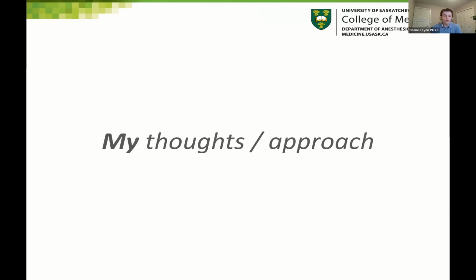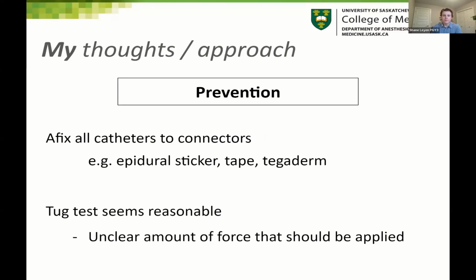My general thoughts and approach: I didn't include a big formal conclusion, just because I feel there is very limited strong literature on what we should do, but these are my takeaways. In regards to prevention, I think it's pretty reasonable, and the evidence is good, that we should be affixing all catheters to the connectors, whether it's an epidural sticker, tape, tegaderm, whatever it may be. One study showed that this does increase the force required to disconnect the catheter from the hub. I think the tuck test seems reasonable, although it's unclear the amount of force that should be applied. And a lot of us might be doing this already without really thinking about it.